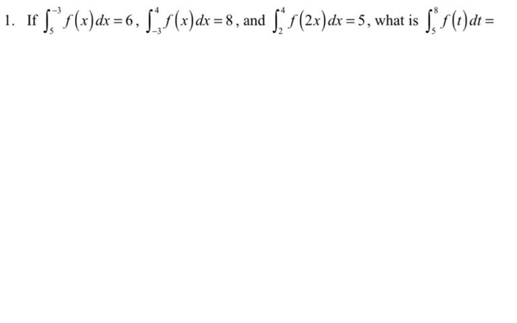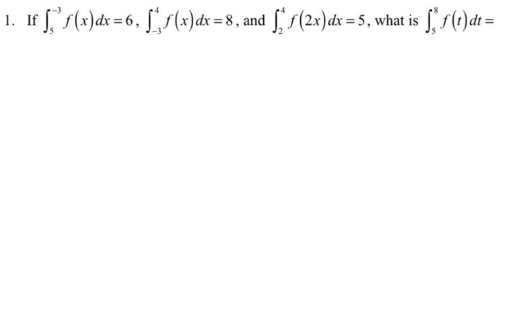All right, our first question. If the integral from 5 to negative 3 of f of x dx is 6, from negative 3 to 4 is 8, and the integral from 2 to 4 of f of 2x dx is 5, then what is the integral from 5 to 8 of f of t dt? I see three things that are trying to screw us up. That last thing is f of t dt. That's not going to matter. That could be f of x, it could be f of u, it doesn't really matter.